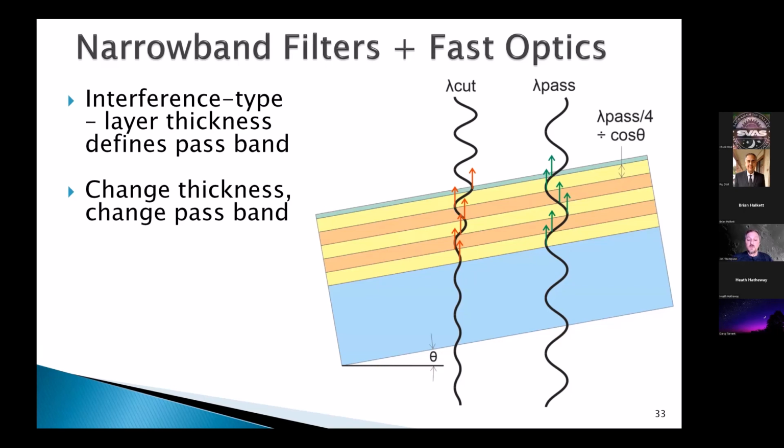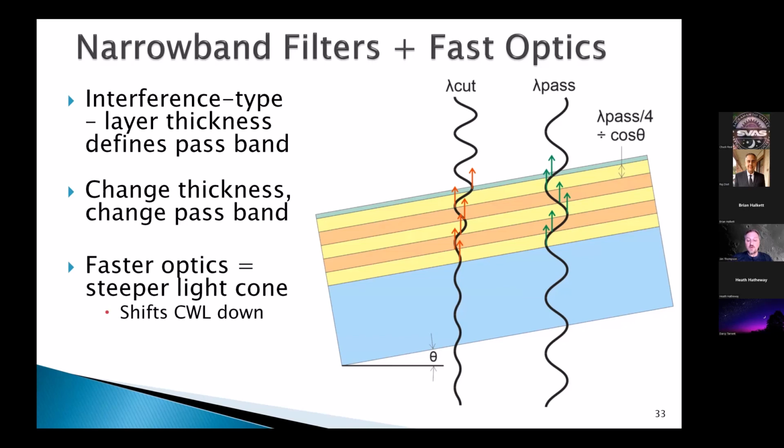It also is the case that the faster your optics, the steeper the light cone it produces. In other words, light passes through the filter at more of an angle. The net result of trying to use narrowband filters on fast optics is the center wavelength of the filter shifts down, the peak transmission is reduced, and the bandwidth increases.